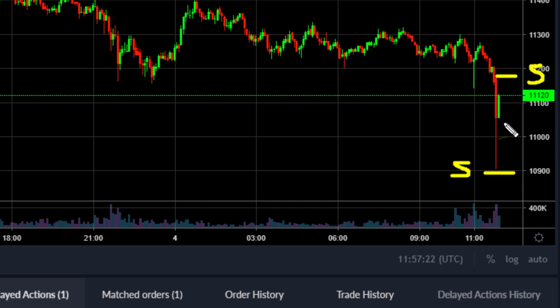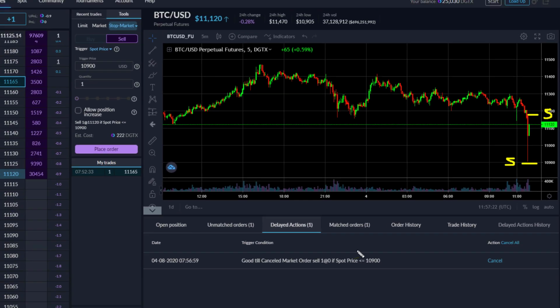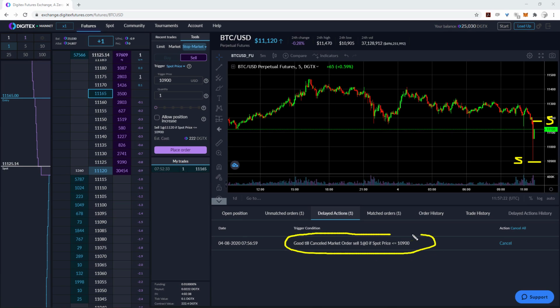So if you have any experience trading futures using bracket orders or one cancels others, what this means is that if either of these are hit, whether or not my sell limit is hit up here for a profit or my stop is hit for a loss, then it cancels the other side. Otherwise, what's going to happen is I've got a good till cancel market order to sell down here sitting out there, and it will remain good till cancel until I tear that down.